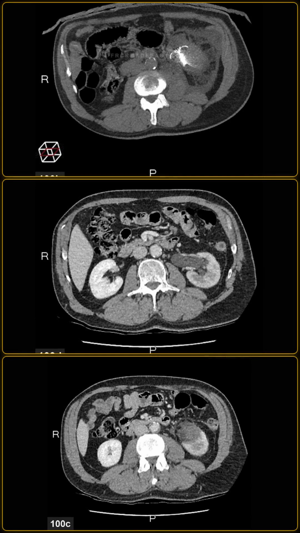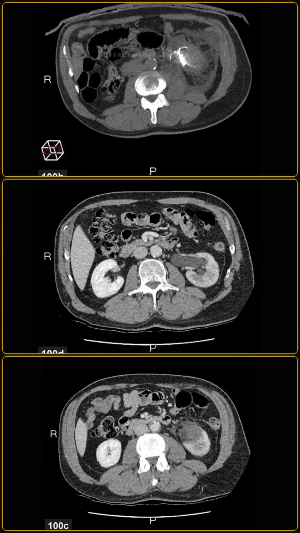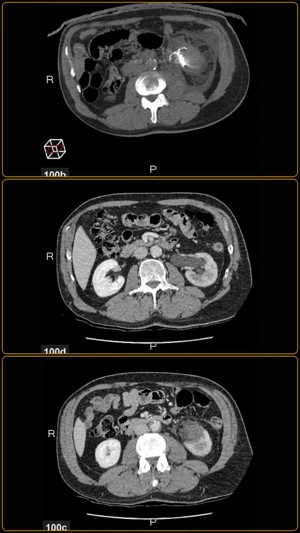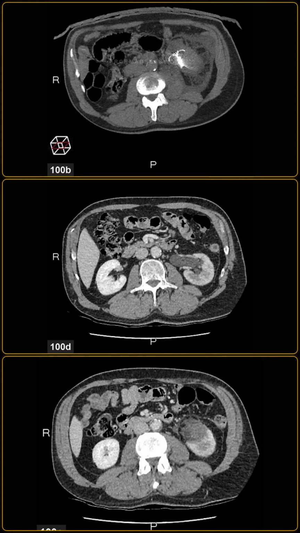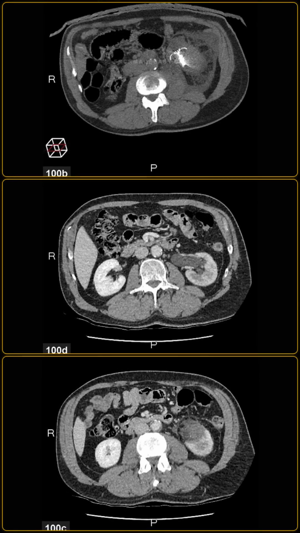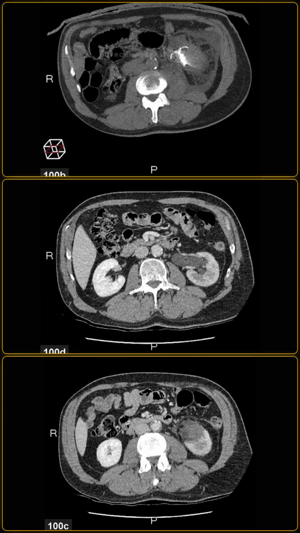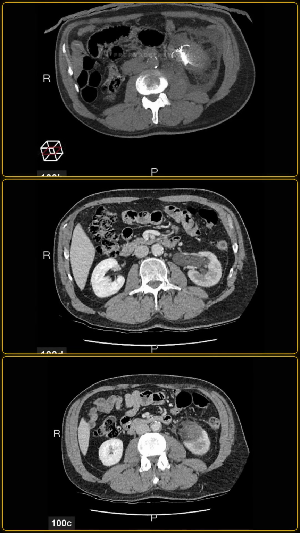Furthermore, ablation is associated with significantly lower overall perioperative morbidity, shorter hospital stay, and faster recovery. However, the risk of local tumor recurrence is slightly higher, necessitating close radiological follow-up. Explain the standard radiological follow-up protocol and how you would manage this patient as a radiologist.